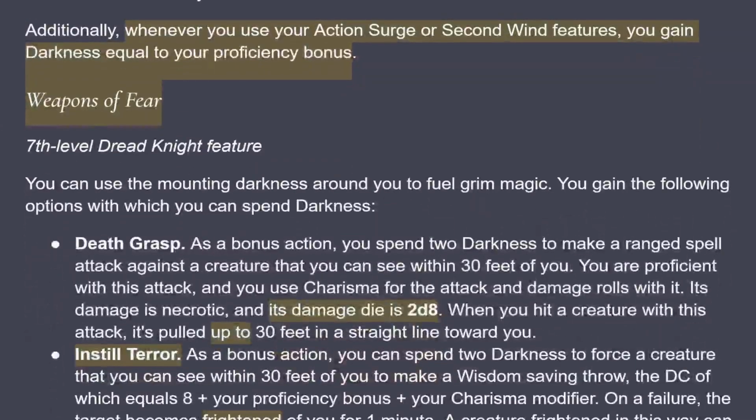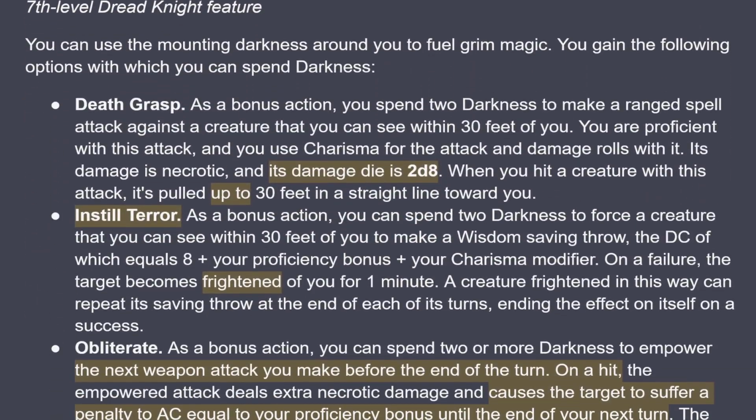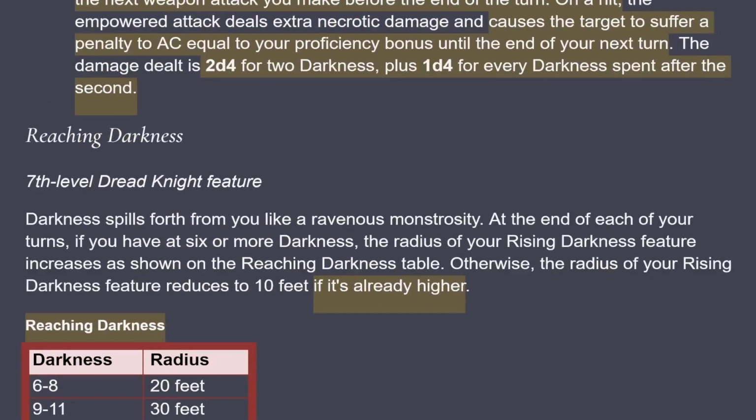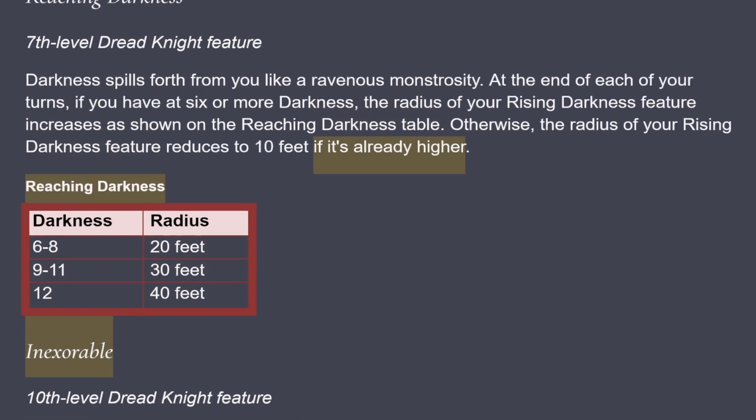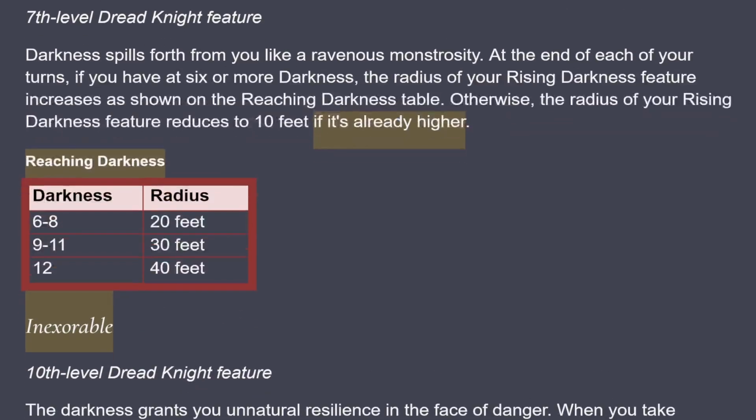I don't know. The reason I'm really grappling with this, you don't even know yet, is because at level 7, it starts to get a little crazy, because we get a couple of features. Weapons of Fear is one of them, which lets you spend your points. I'll go over that in a sec. But Reaching Darkness is more relevant to what we're talking about at the second.